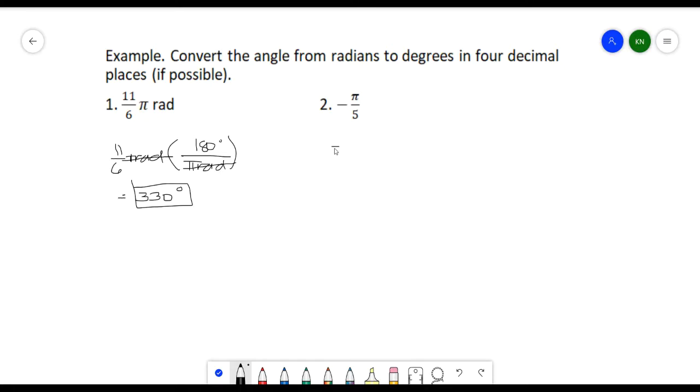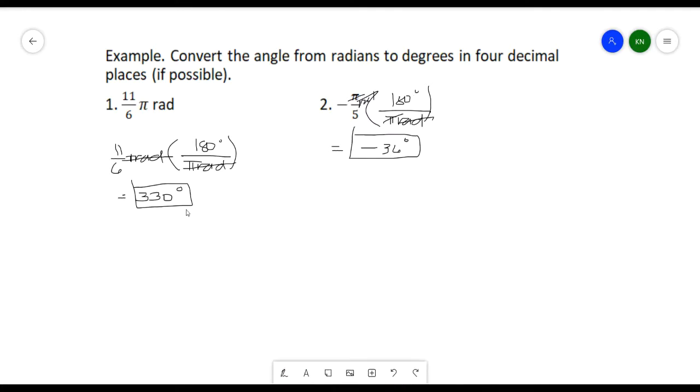Another example, we have negative pi over 5. So you just need to multiply that one with 180 degrees and we have the pi rad. So again, this is already automatically understood to be having rad here. So meaning to say rad here can be cancelled in this one as well. So we still have pi. We also have pi here, so that can also be cancelled. So we have 180 degrees divided by 5, so that is negative 36 degrees because we have the negative sign here. So that is how easy to convert radians to degrees, degrees to radians.